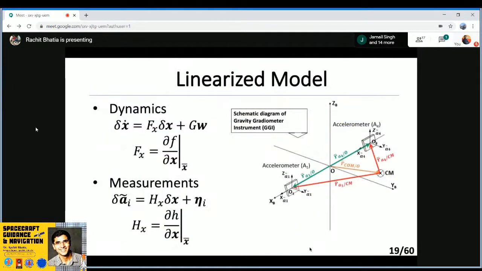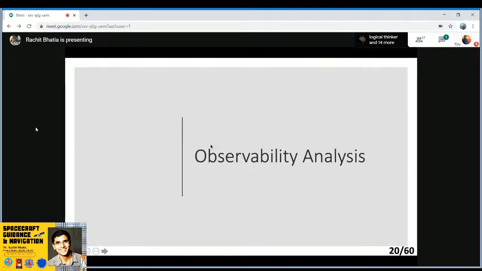Okay, linearized model. So we linearize the model over here. This is the Jacobian, the equation of motion Jacobian, where we take the partial of this nonlinear function with respect to the state. Similarly, we linearize the measurement, and we take the partial with respect to the state vector. Now, x bar is the nominal trajectory, so we evaluate it for a nominal state vector. And hence, we get the Jacobian and measurement partial. And we use this in the observability analysis.